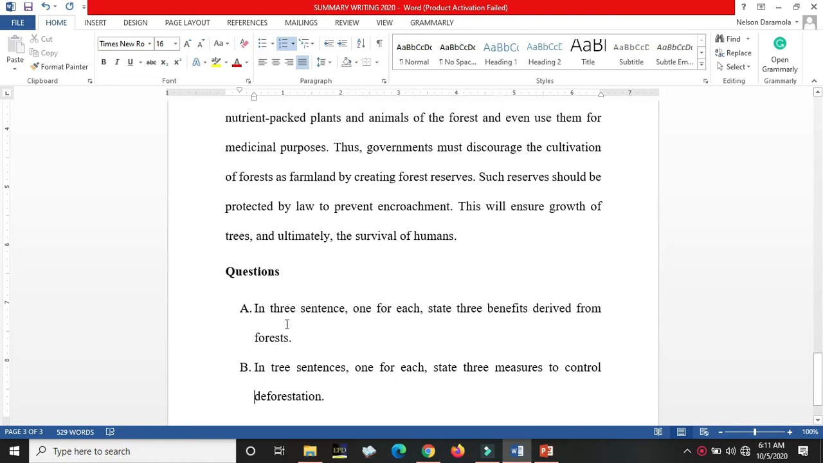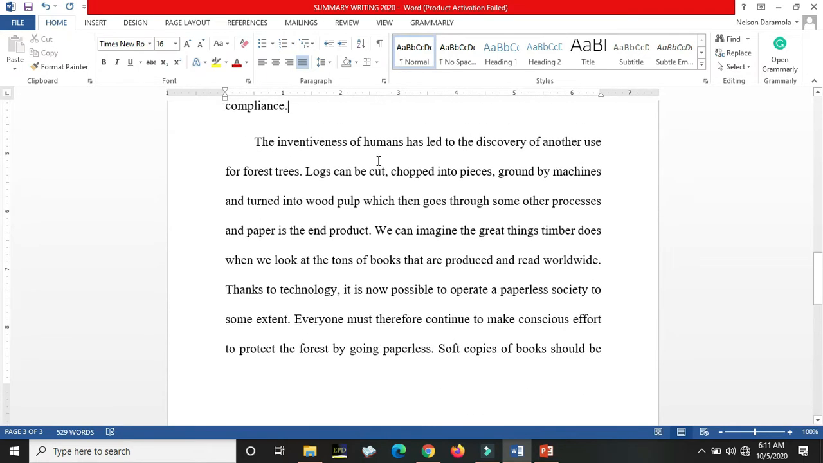Now the first question says, A, in 3 sentences, one for each, state 3 benefits derived from forests. B, in 3 sentences, one for each, state 3 measures to control deforestation. Now these are the questions, and immediately you start reading, you must be able to identify. First, you identify your point, you come back to your question to check if you have picked something that will answer the question appropriately. And 3, you must not lift mindlessly. You must not write it verbatim.